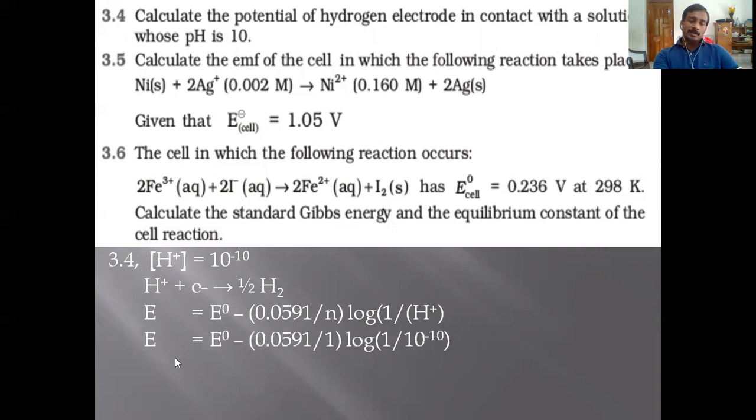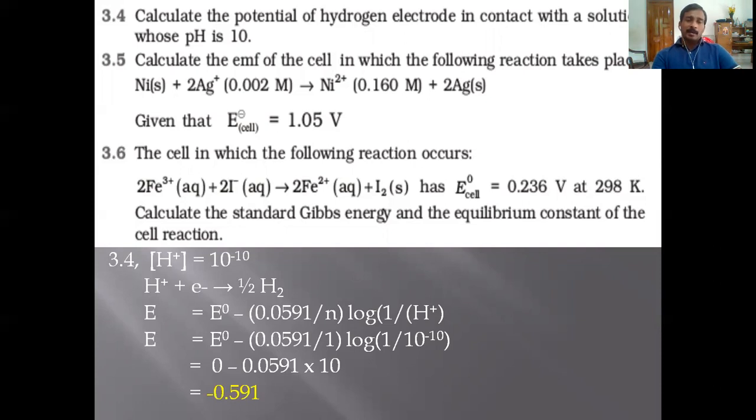Now substitute the values. E0 you know is 0. And N is equal to 1. Log 1 by 10 raised to minus 10. 0 minus 0.0591 by 1 into 10. That is equal to minus 0.591.